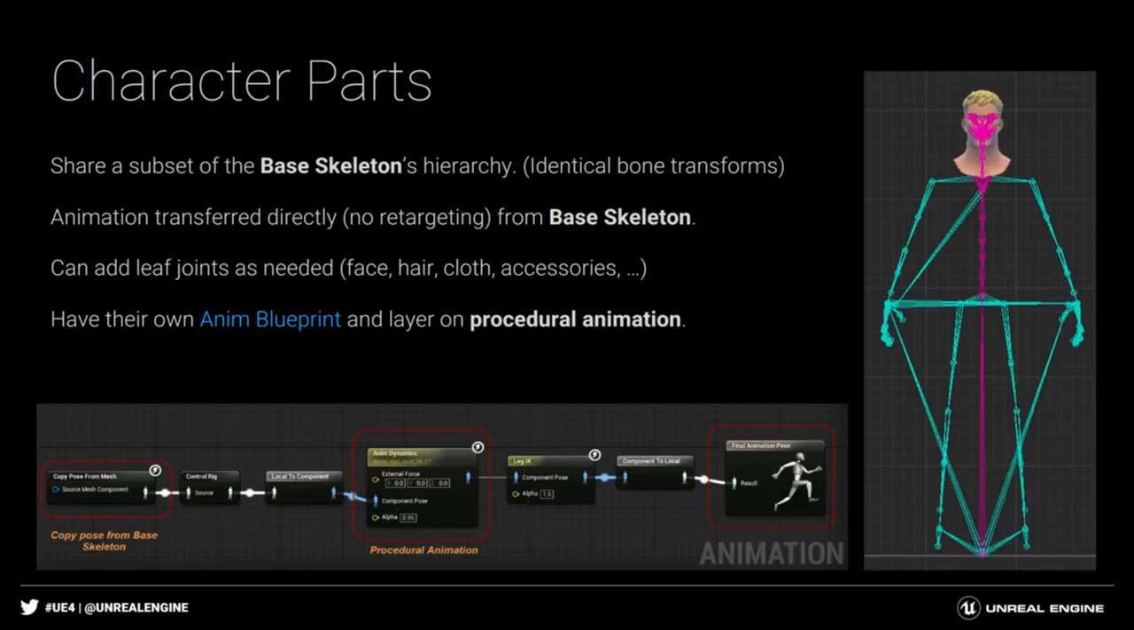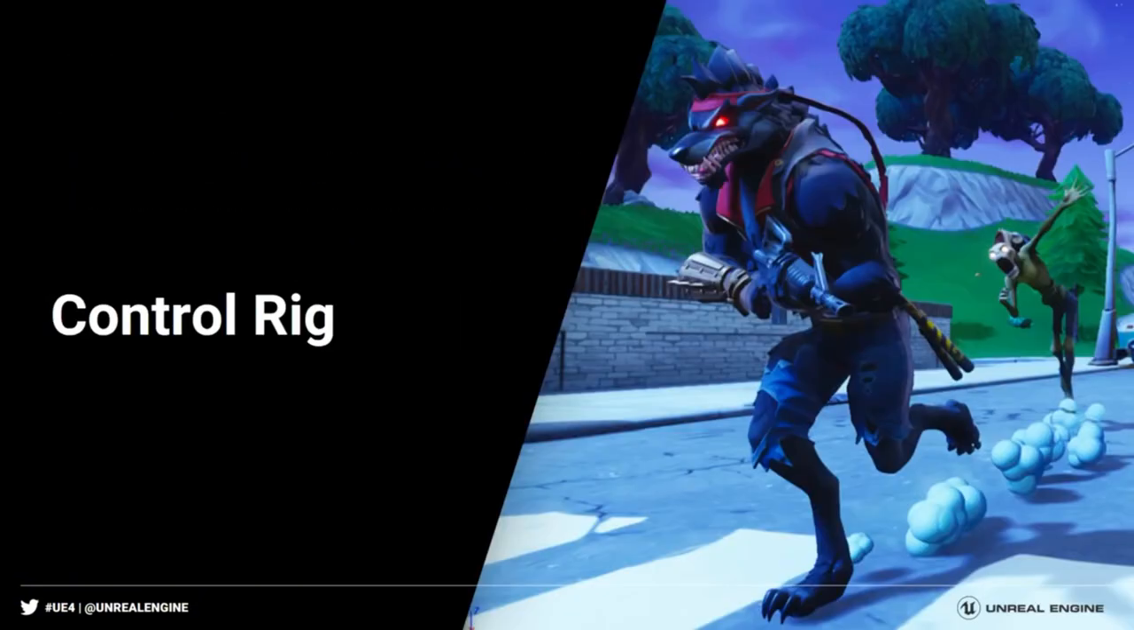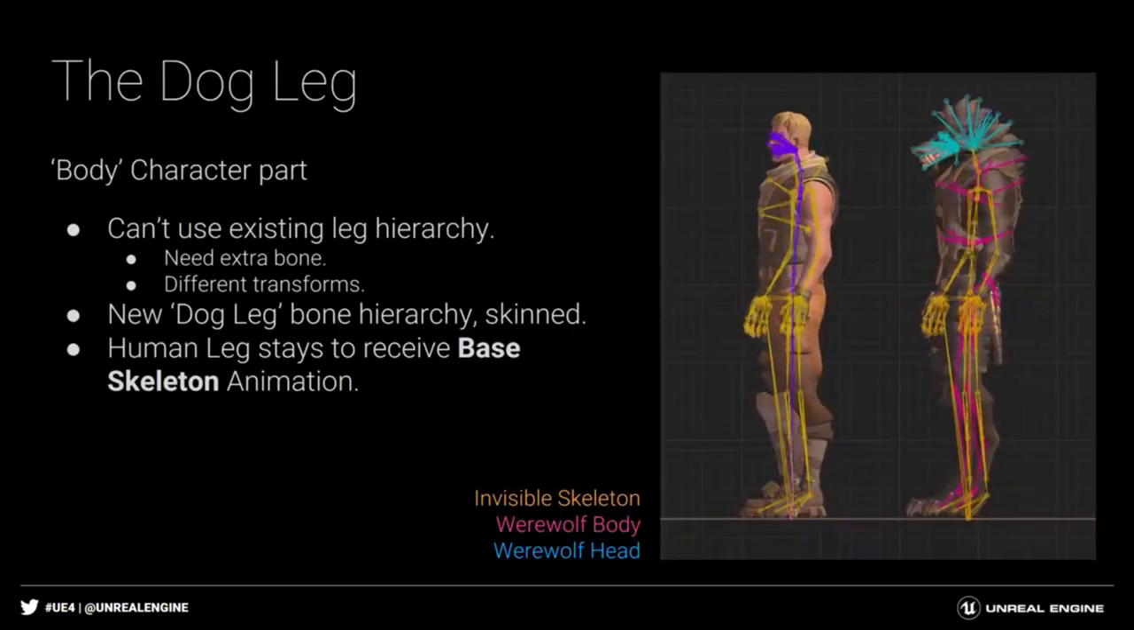And as you can see in the image, this is an animation graph where we take the copy pose from the base mesh, and then in the middle we run some anim dynamics to add the procedural animation, and that's the final pose for this character part. So that's just an overview of how we build our characters. And that brings me to what it looks like. This is what the character part looks like.